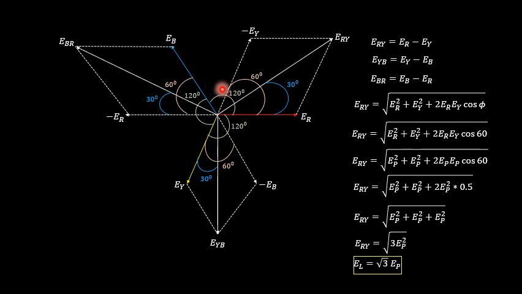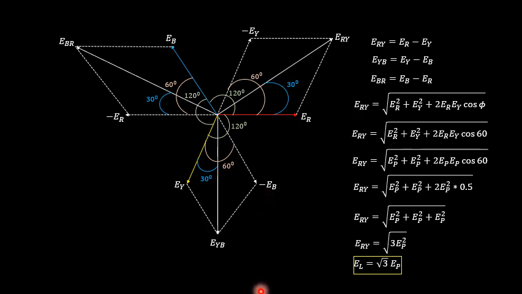Next we want to find out what is the relationship between the line voltage as well as the phase voltage. So here ERY is the line voltage, and ER and EY are nothing but the phase voltages. So this is the equation. In order to link between the line voltage as well as phase voltage, we are going to follow a particular law which we call the parallelogram law of vectors.